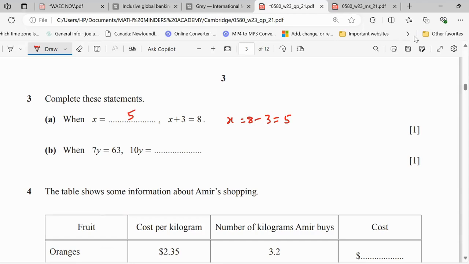Here too, we want to solve this. When 7y equals 63, 10y equals dash. So solve, divide through by 7. That gives you 9. So here, if you talk about 10y, that is 10 times 9, and that gives you 90. So 10y here is 90.